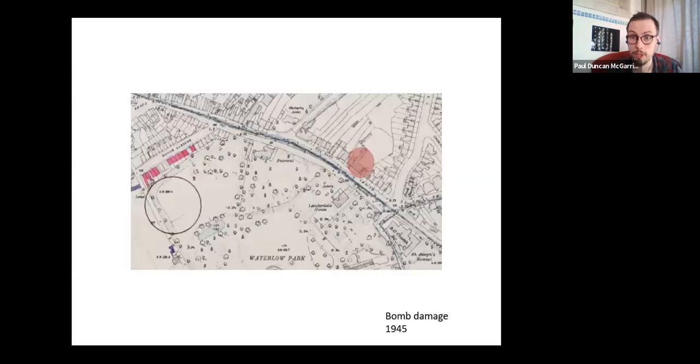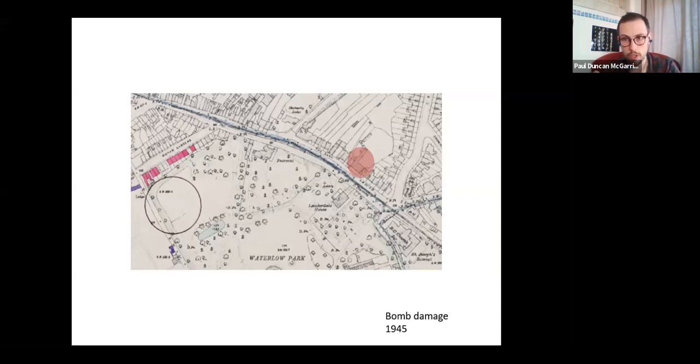And the last map I'm going to look at very quickly is the bomb damage map. There's no evidence around the structure that it came into contact with any ordnance. It hasn't been damaged by it. The only reason I wanted to show this one is that you've got the V1 strike on there, which is the circle in Waterloo Park. And you can see those buildings nearby have suffered some damage.